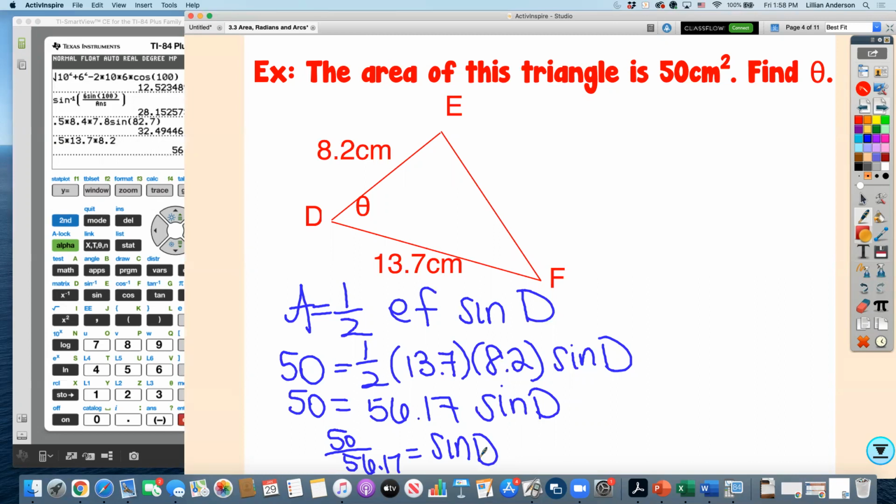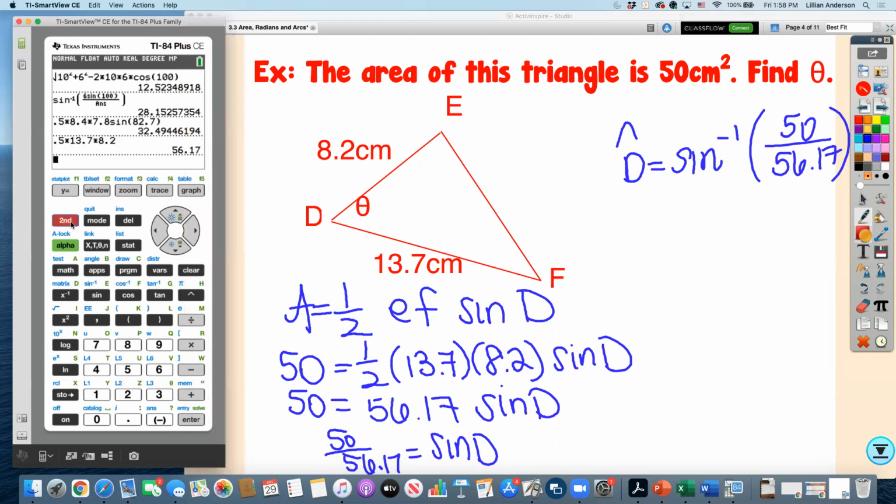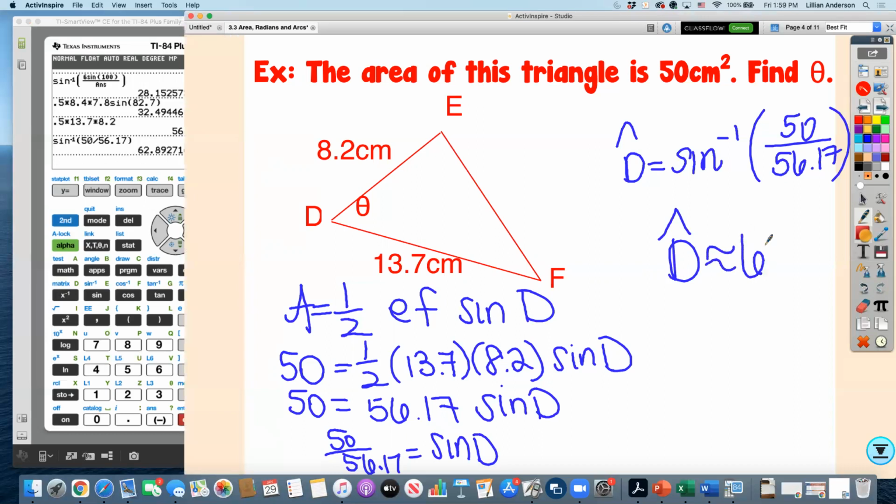Remember, whenever we're looking for an angle, we're going to do the what? The inverse. So angle D is going to be equal to the sine inverse of 50 over 56.17. You guys get this? Yes, we do. Three significant figures would be 62.9. Good stuff. Questions on how you find the area of a triangle? Anytime you have to use a previous answer to maybe find the area of a triangle, make sure you use your non-rounded answers to do so.